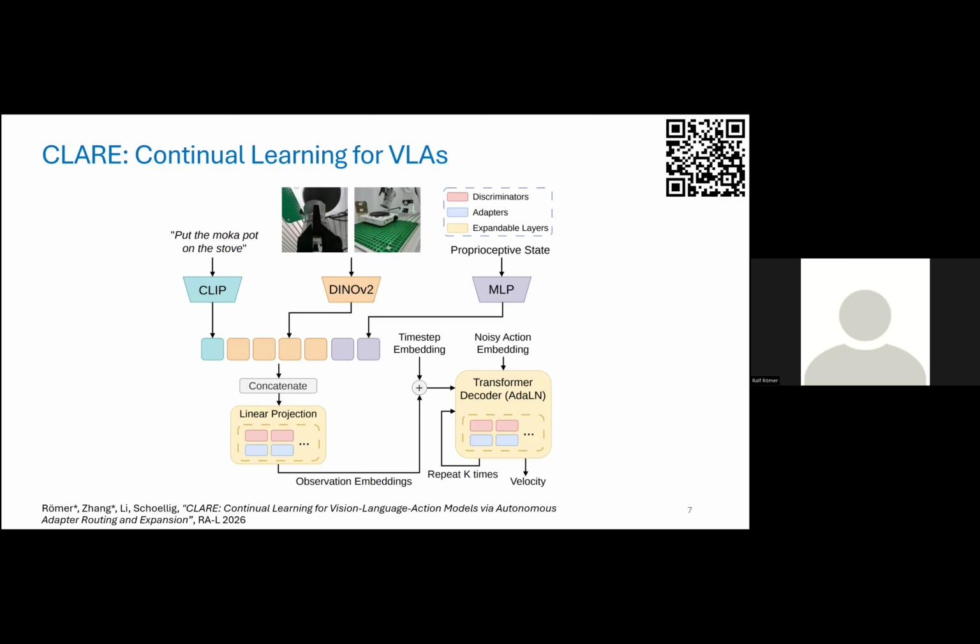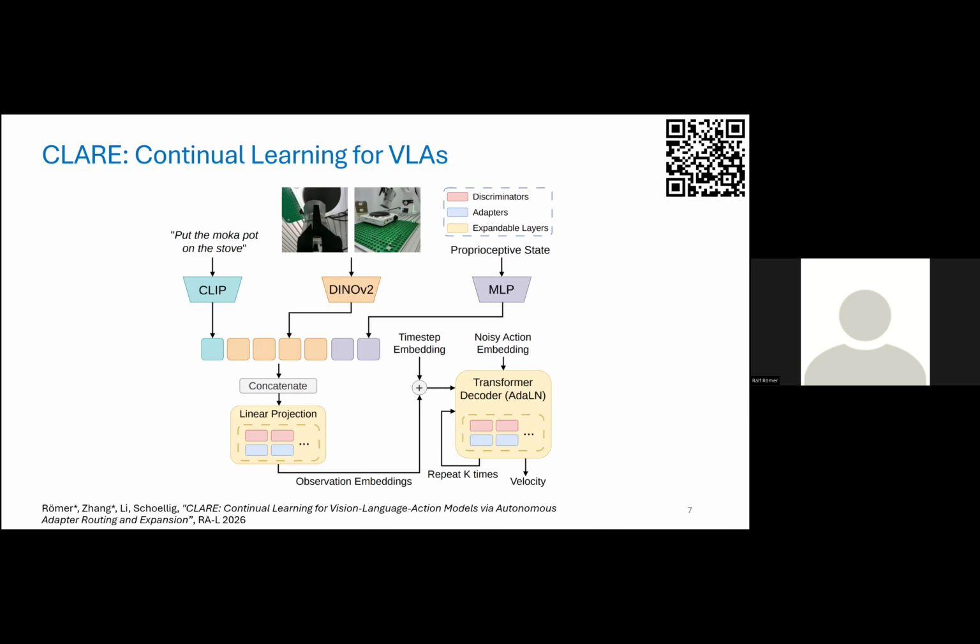So back then, we designed our own smaller VLA, which is basically a multitask diffusion transformer with some pre-training. As I said before, we have language, vision, and the state as input. We project all of these inputs into tokens, which are concatenated, and then we have linear projection layers that project these into observation embeddings.